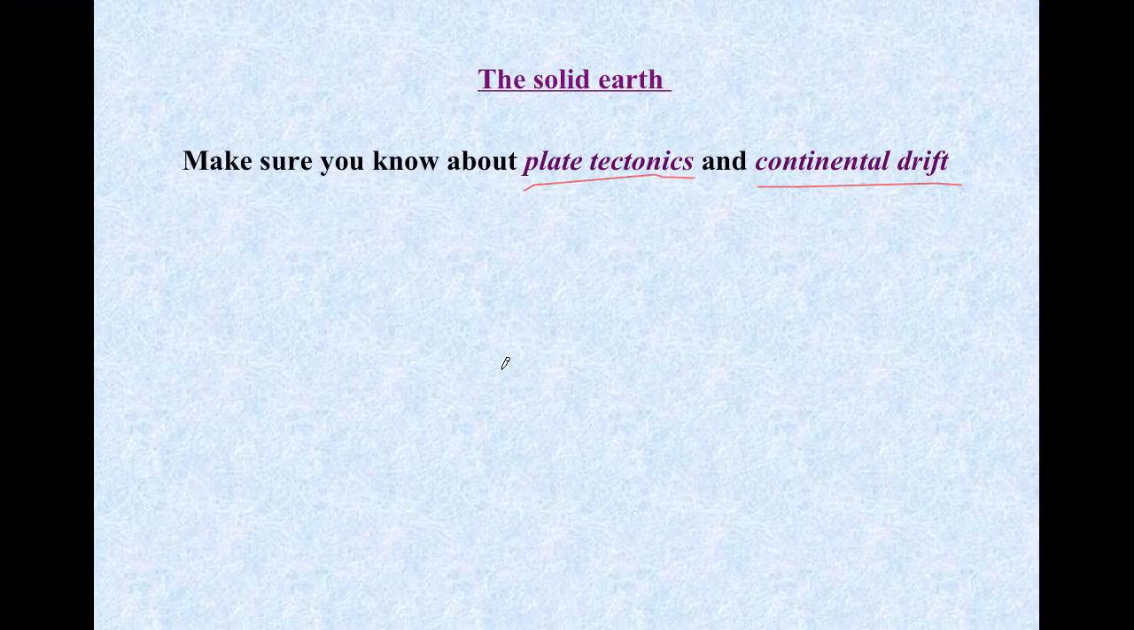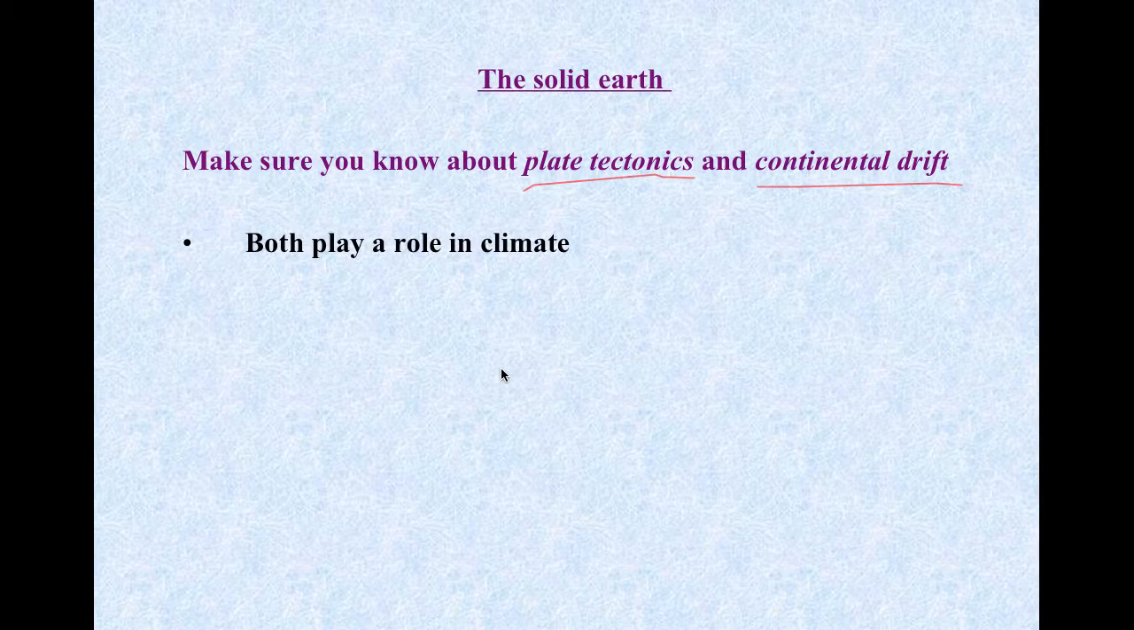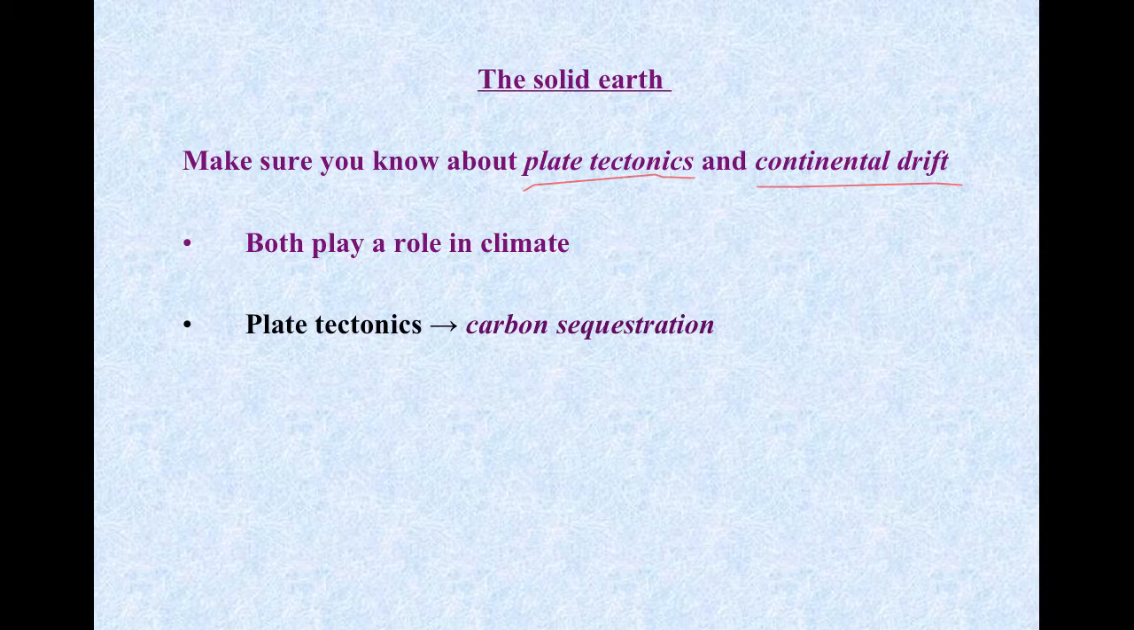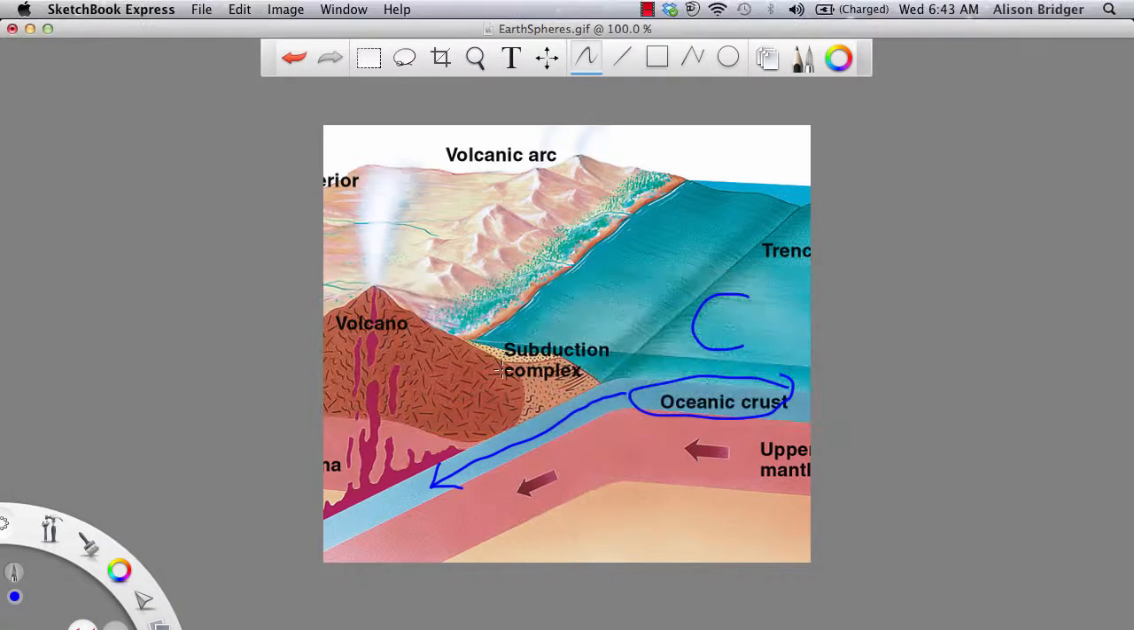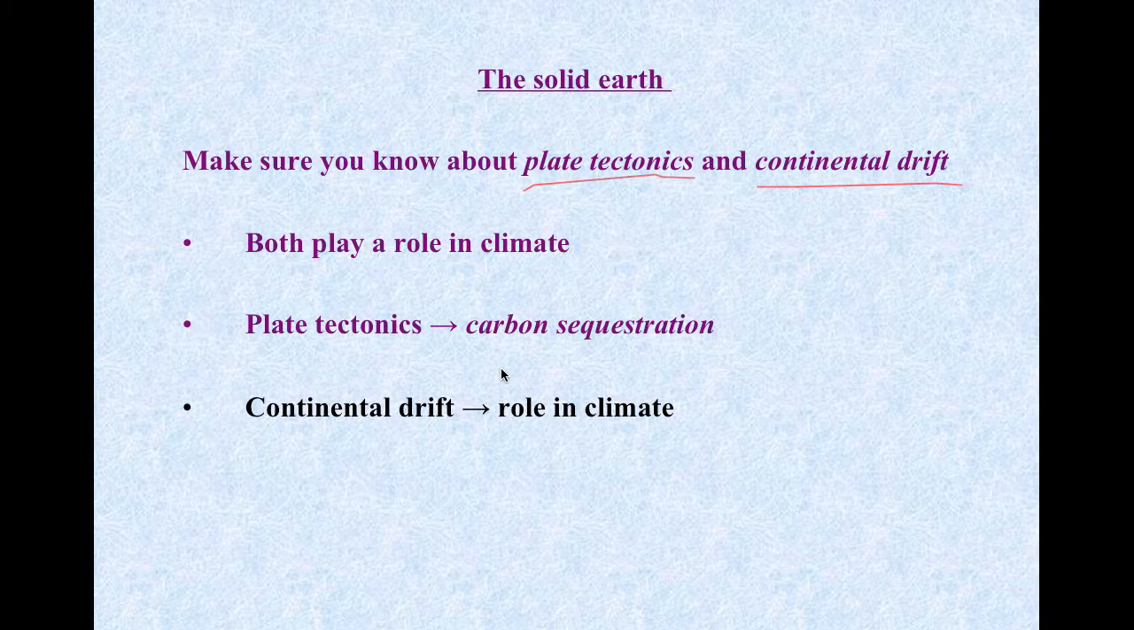So going back to our PowerPoint slides then, plate tectonics and continental drift play a role in climate and in climate change. It's very important to recognize that climate change has been happening for millions of years, so there's no reason to expect that our climate is not going to continue to change. Plate tectonics gives rise to what I just talked about in this diagram, the sequestration of carbon deep into the solid earth. And so the whole thing does have a role in climate.